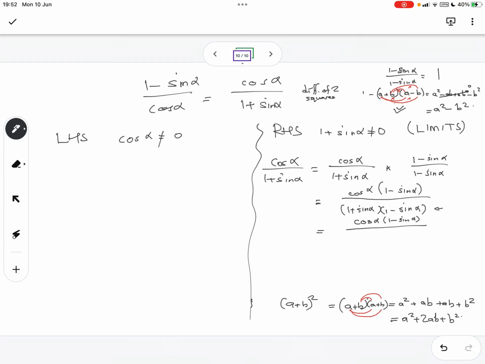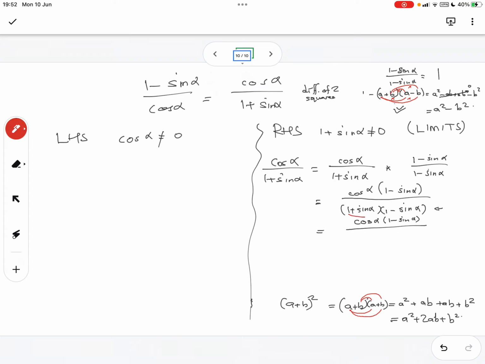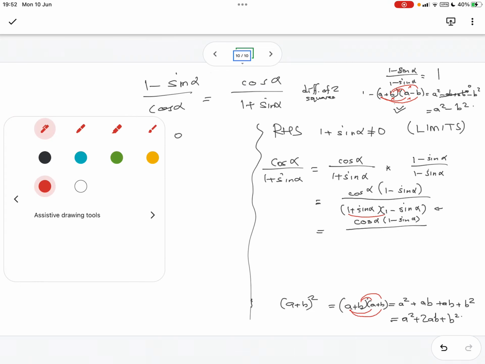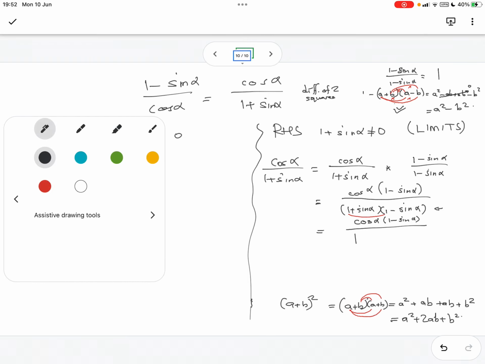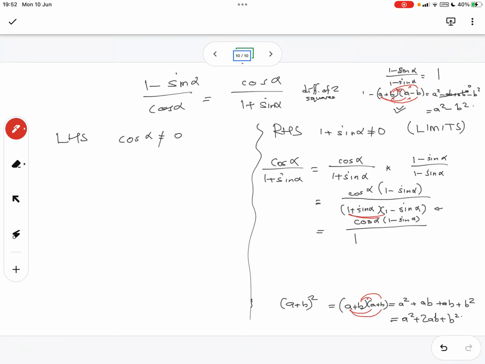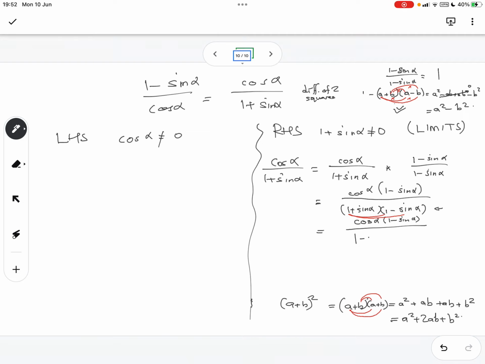And this one is important now because of that expression there, because we will have cos alpha into 1 minus sine alpha divided by 1 times 1, same maths, 1 times 1 will give us 1.